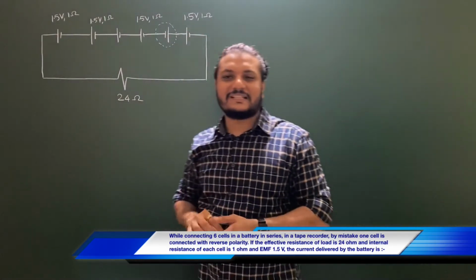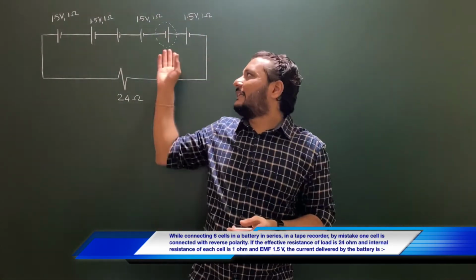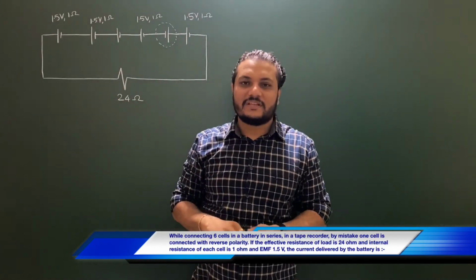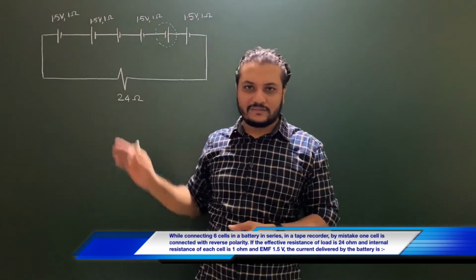So let us try to understand the idea. When a cell is connected wrongly in a circuit, what happens to the current flowing through the circuit? And later on we will use that idea to solve this question.